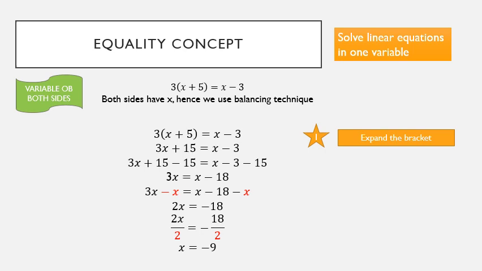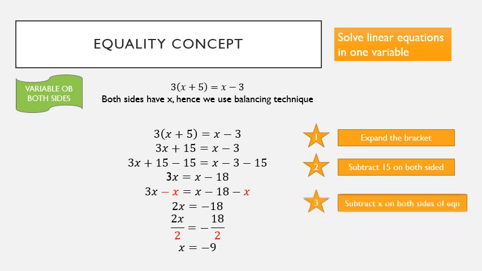So sebab ni darab, saya kena bahagi. So bila bahagi dan dapat -9. Okay, so bila ada bracket kena expand dulu. So macam case ni saya tolak 15 dulu. Tapi boleh je nak buat tolak x dulu, sama je dua-dua. Yang penting jawapan kena ada satu saja.